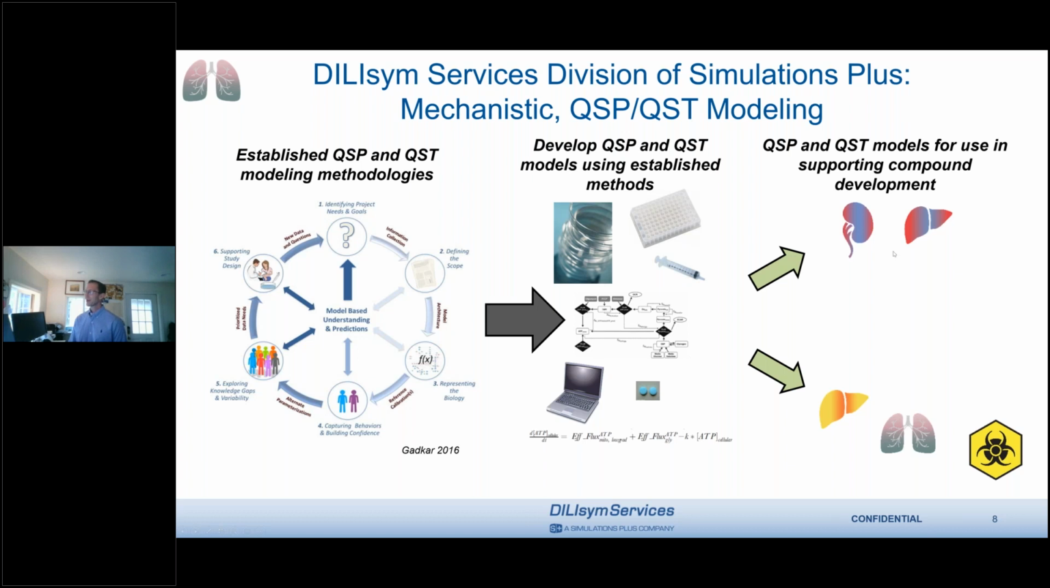We have, on top, QST, or quantitative systems toxicology models that really support evaluation of toxicity for the kidney and the liver. And then the same thing on the pharmacology side, or the efficacy side, looking at NASH, looking at IPF, looking at radiation exposure, and really developing all those methodologies.